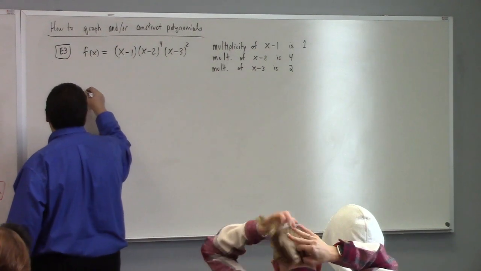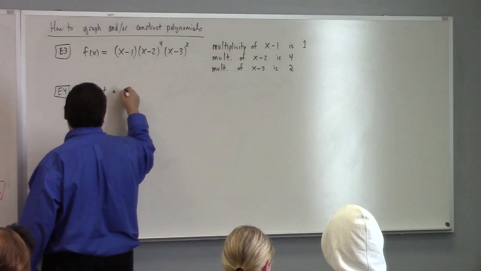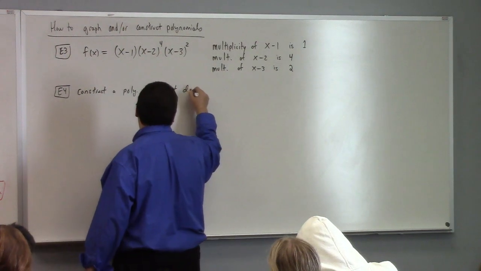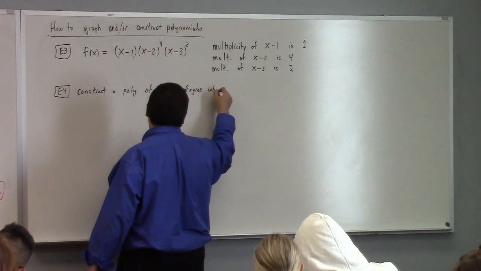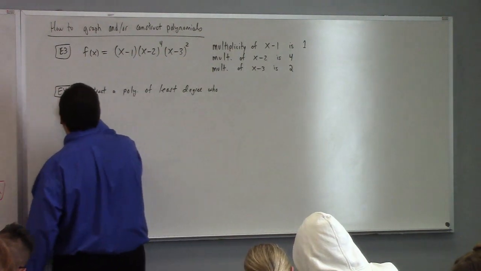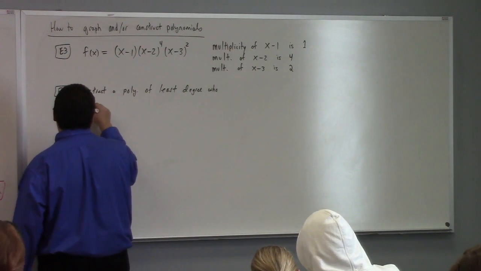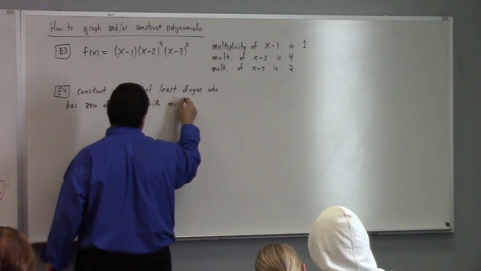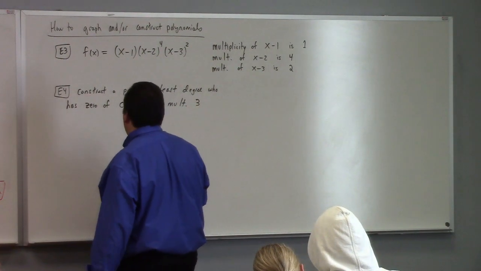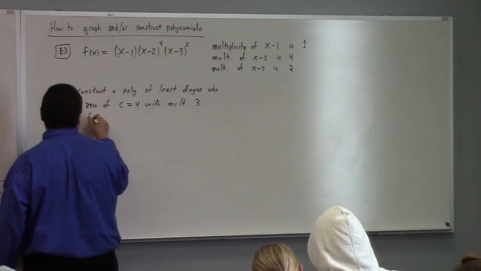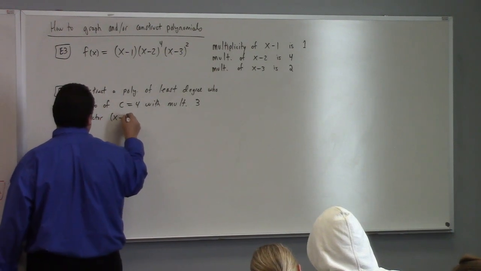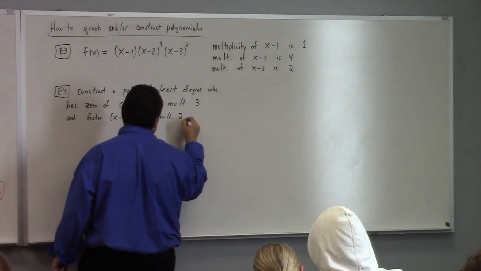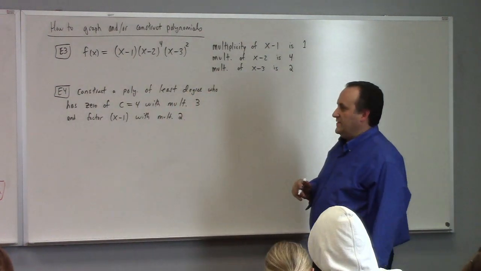So here's an example. Construct a polynomial of least degree that has a zero at c equals 4 with multiplicity 3 and factor x minus 1 with multiplicity 2. We'll stop right there, okay?